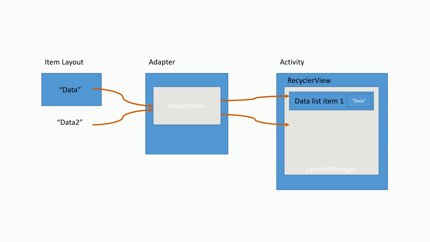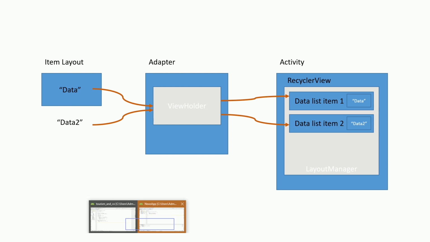At the same time, the view holder, with the help of the layout manager, has described this data as vertical, to be displayed vertically. So the organization of the recycler view is vertical. That means our second data is going to be directly stacked below our first data. And this is how the recycler view works basically. So, moving over to Android Studio.